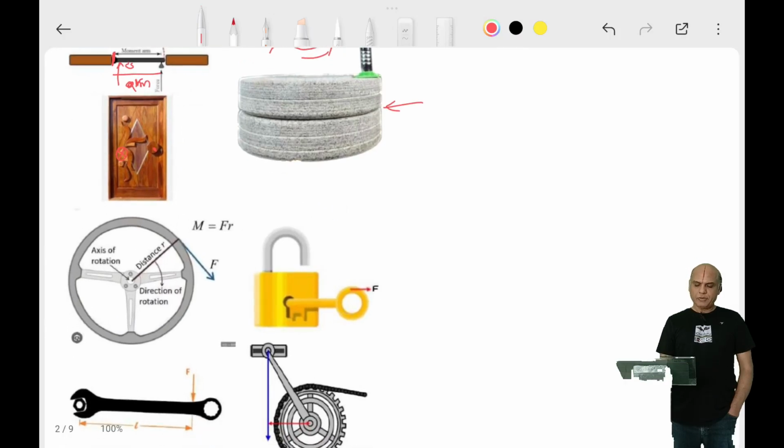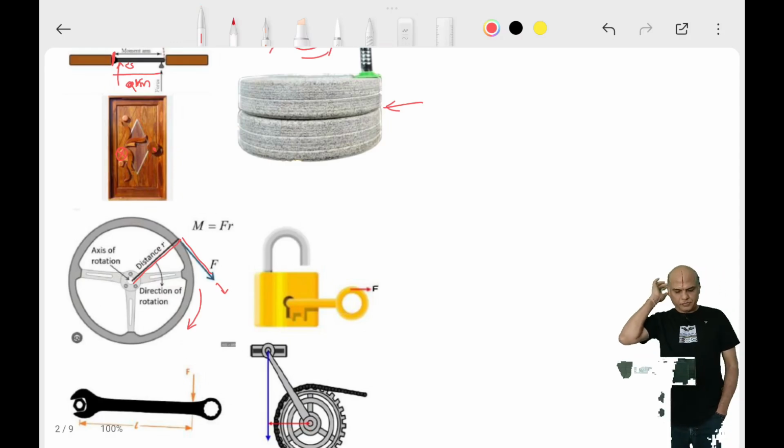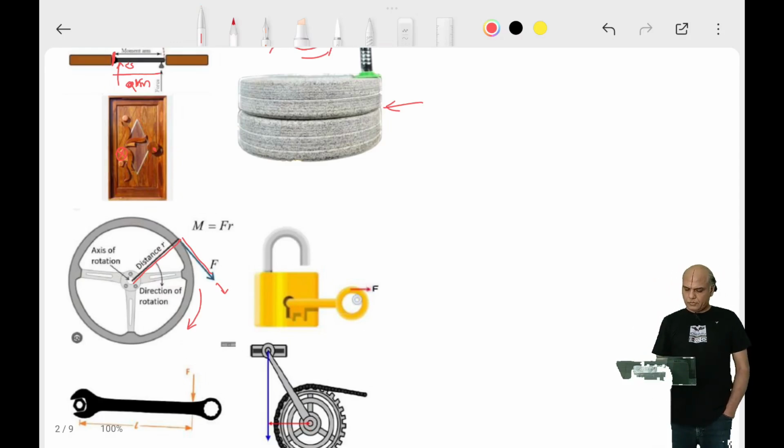Then if you look at a steering wheel, a driver will try to pull the steering wheel in this direction. So this would be the arm of the moment and this is the force. So due to this moment, the steering wheel is rotating in clockwise direction. Then the key, when you are turning the key, the force is applied here and this would be the arm of the moment or the distance of the line of action of force from the point of rotation. So due to this, a turning effect causes the key to rotate in a clockwise direction.